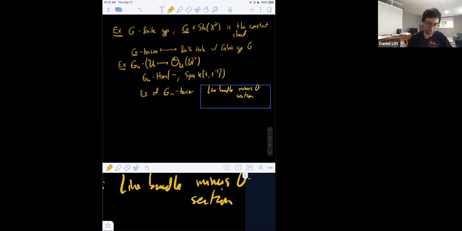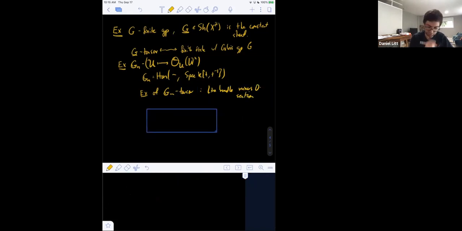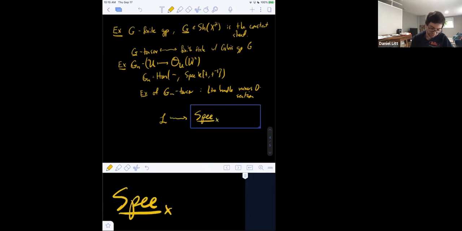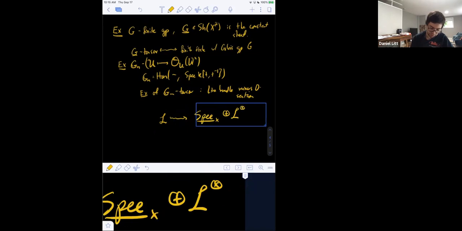Okay, and let me be explicit about that. So let's actually make the G_m torsor. To L, we're going to take the following. We're going to take the relative Spec over X of the direct sum of L to the tensor n, where here n is in Z.